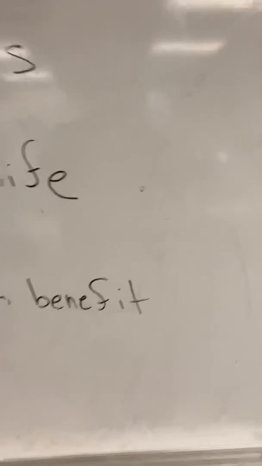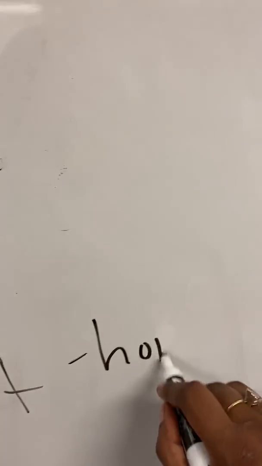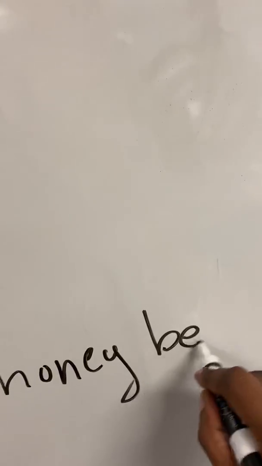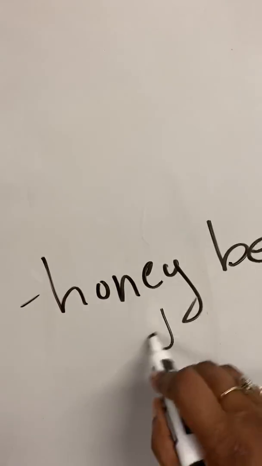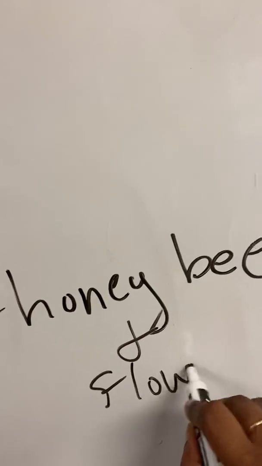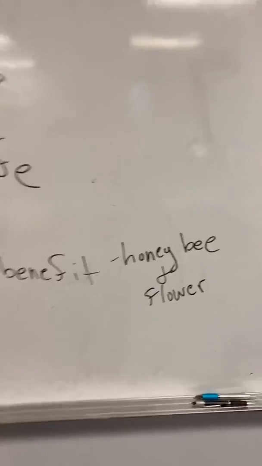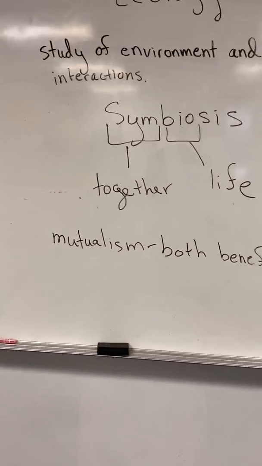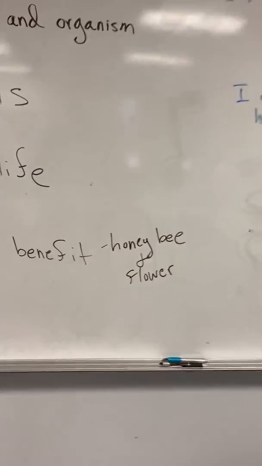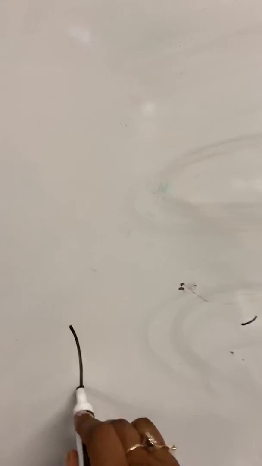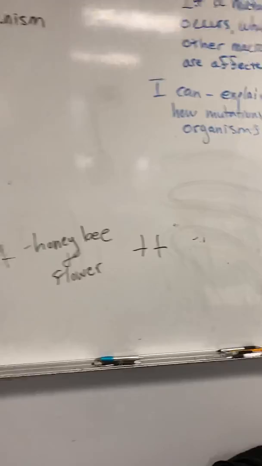So I'm going to say both benefit. I'm going to say like honeybee. And if I spell something wrong, don't hold it against me. And the flower. So that's mutualism, both benefit. And so sometimes you'll see mutualism shown as like two positives. So one benefits, the other benefits, right? So they're both benefiting. So two positives.